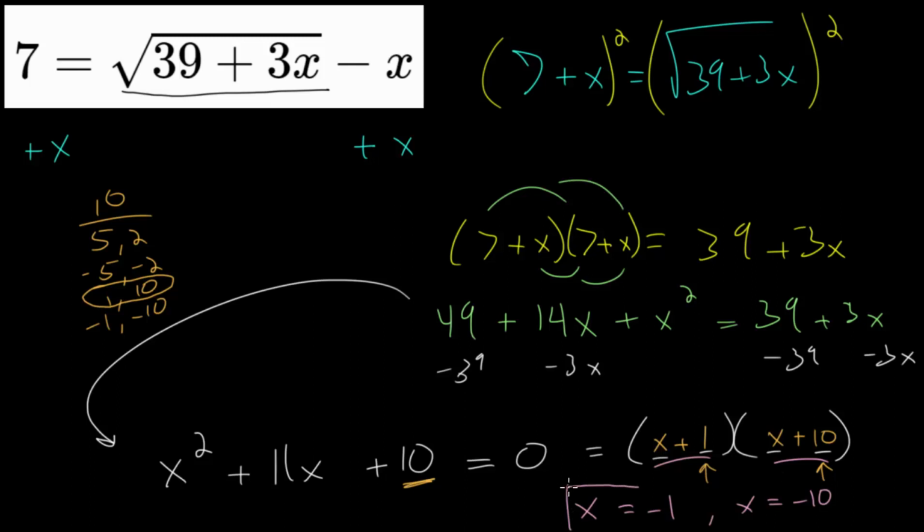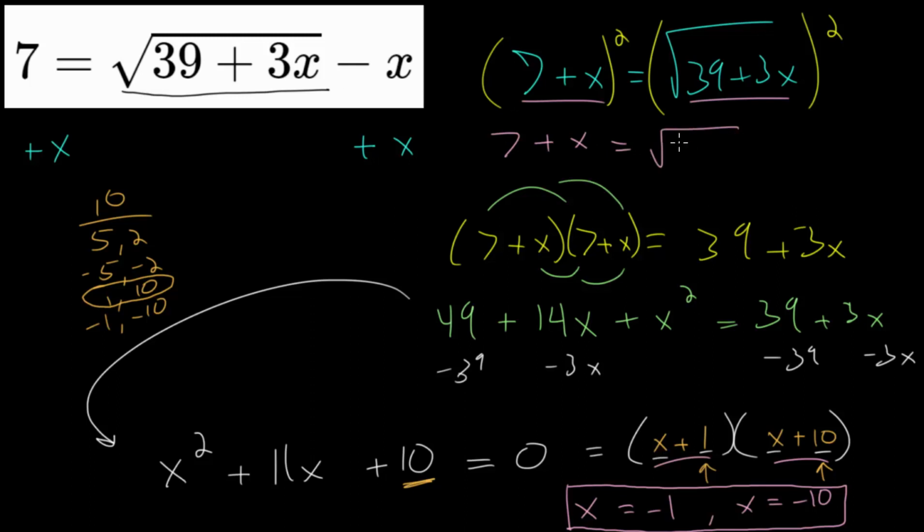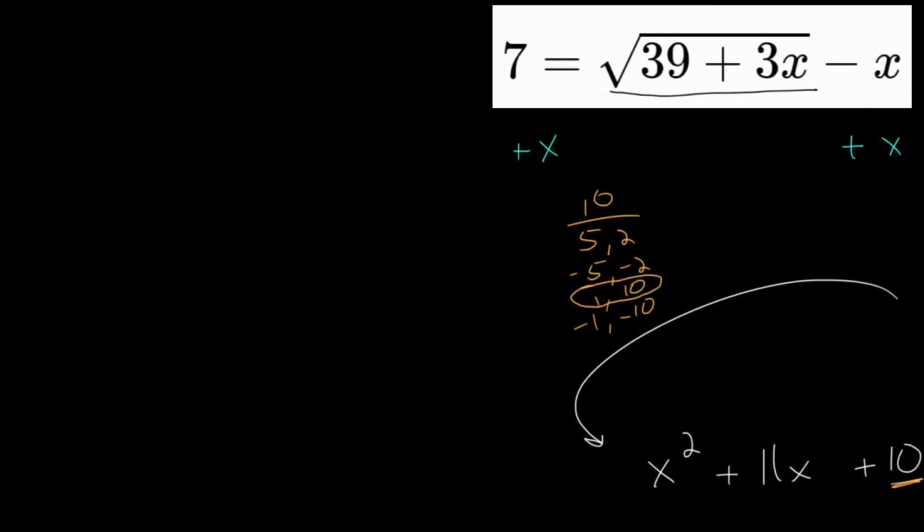So these are two potential solutions, but again, the problem is one or both might be extraneous. So we need to plug these in to see if we actually get something that makes sense. And if you want, you can even start with this arrangement of the equation before we squared everything, since again, it's that squaring process where we end up with those extraneous solutions. So if we want to look at 7 plus x is root 39 plus 3x instead of the original, that would be fine as well. But at this point, we just need to plug in what we think are the solutions.